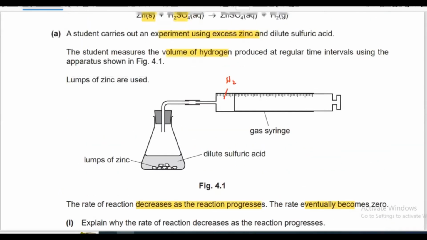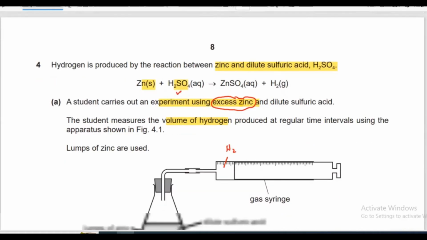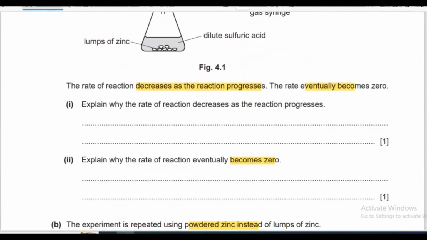Now, there are two reactants. If we look at the reactants, zinc and sulfuric acid, zinc is in excess. So zinc is not used up. It remains at the end of the reaction. Sulfuric acid is the limiting reagent. So the concentration of sulfuric acid decreases with respect to time, or you can say if less sulfuric acid is available, the frequency of effective collisions will also decrease. So the concentration of sulfuric acid particles decreases because zinc is in excess.